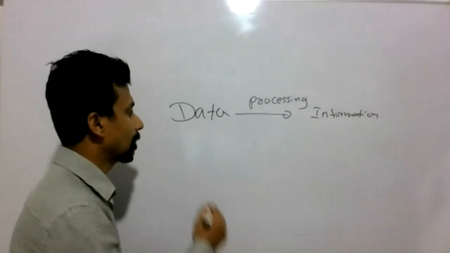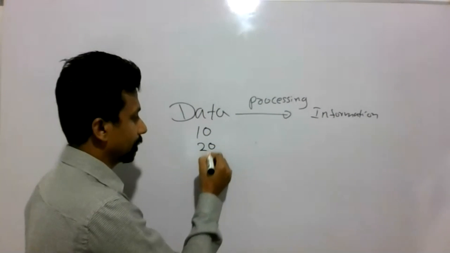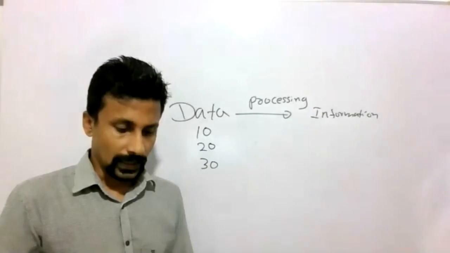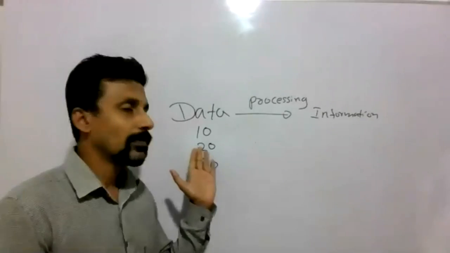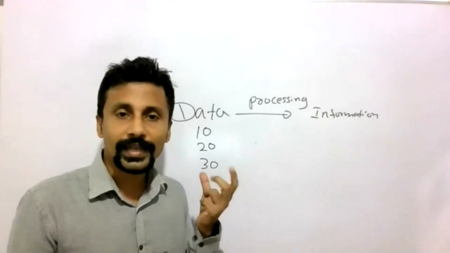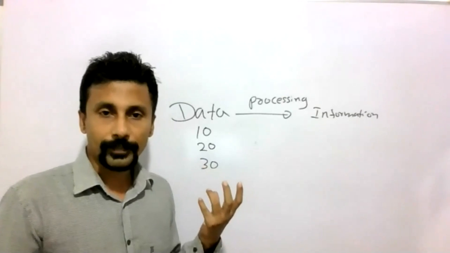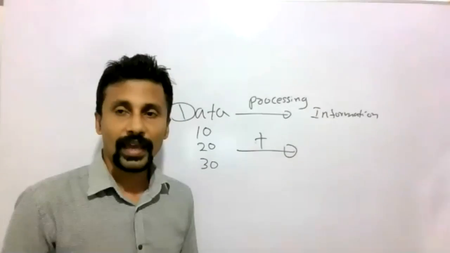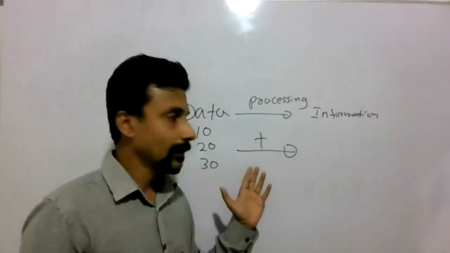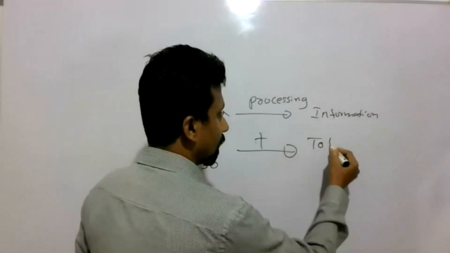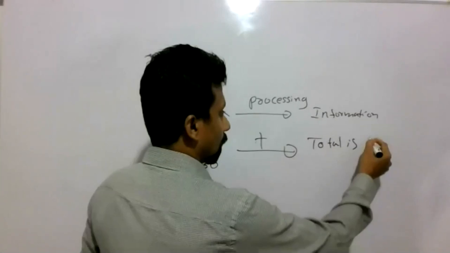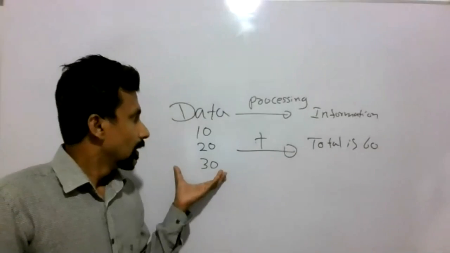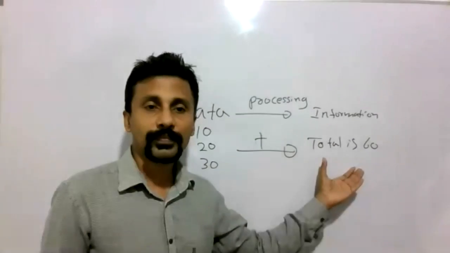Now I take a small example. I'm taking small numbers, like something like this. So these are just numbers. I think nobody can say what this is. You can't take any decisions, so there's no meaning in data. But my processing is addition. After adding them together, I am getting a total of 60. Now this is called information. You had data, and after processing, you get information.